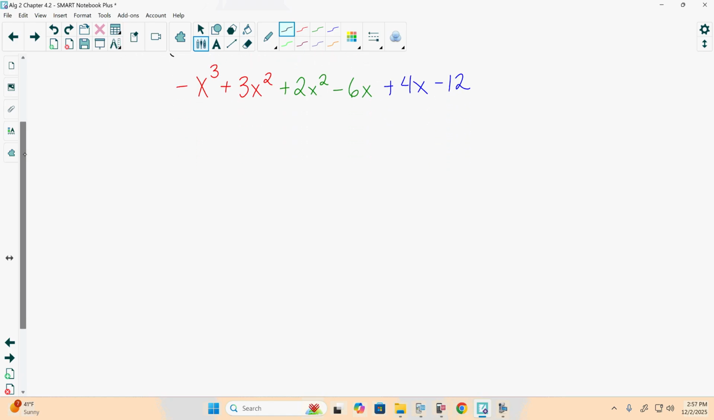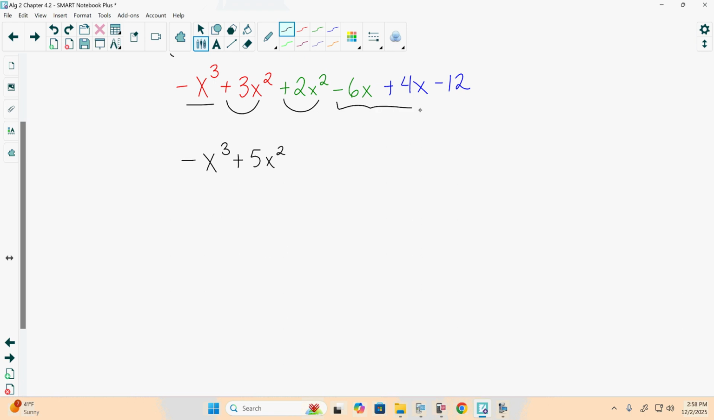So we have finished multiplying out. Now we need to combine like terms, yes? I always start with the variable with the biggest exponent, so that's our x cubed. Does it have any like terms? Nope, so it's just going to be negative x cubed because there's nothing to combine it with. Our x squared terms are right next to each other. 3x squared plus 2x squared, 3 plus 2 is 5x squared, so we have plus 5x squared.